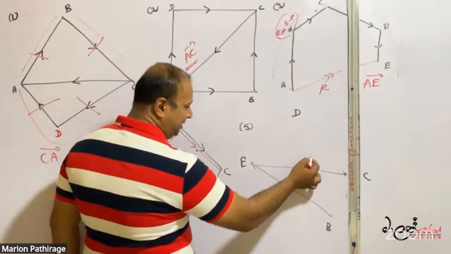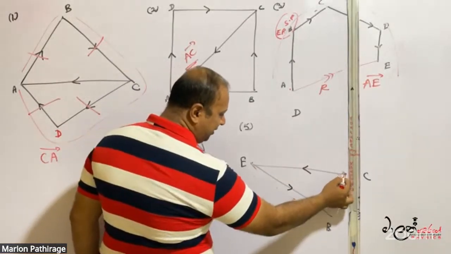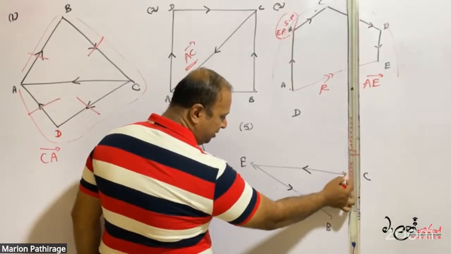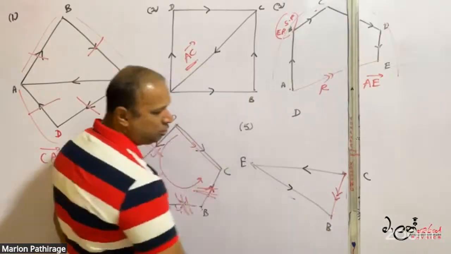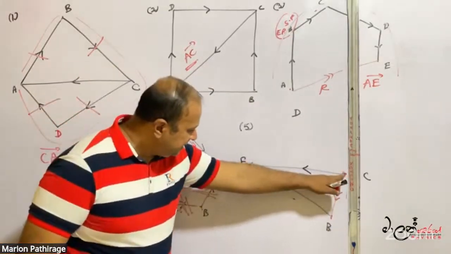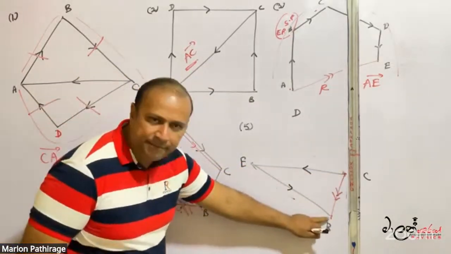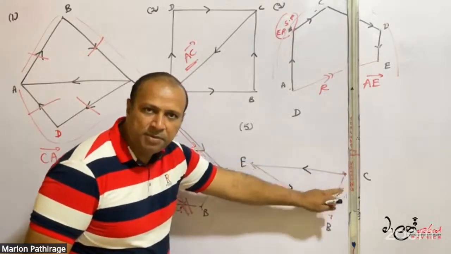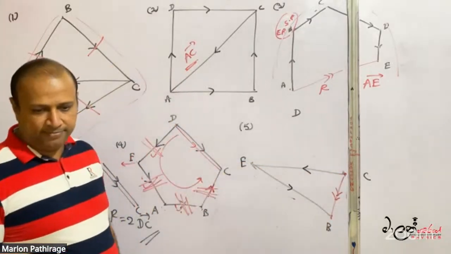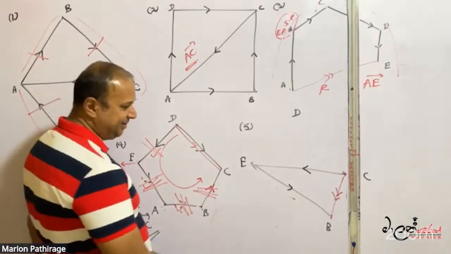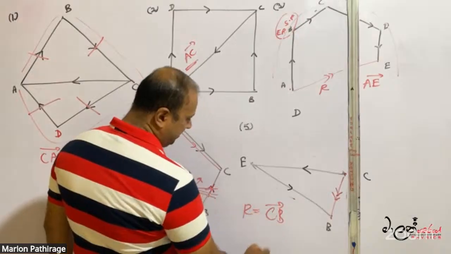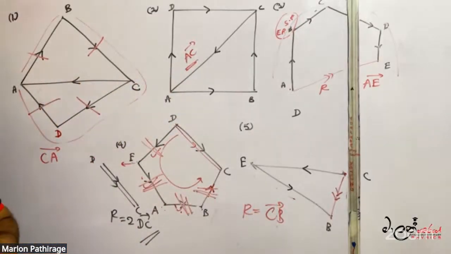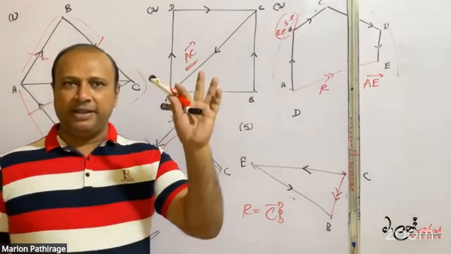Therefore, they are in the same direction. This is the starting point and this is the end point. We have to draw a vector from the starting point to the end point. You have to construct a vector from the starting point to the end point. Therefore, the answer is the CB vector. The resultant is equal to the CB vector. If you got that one, please raise your hand.